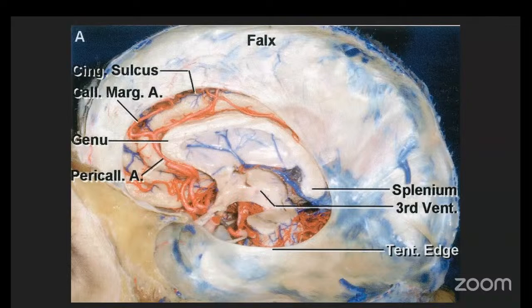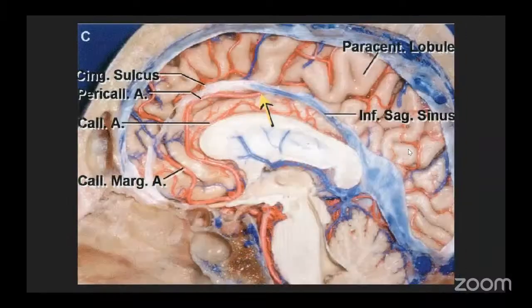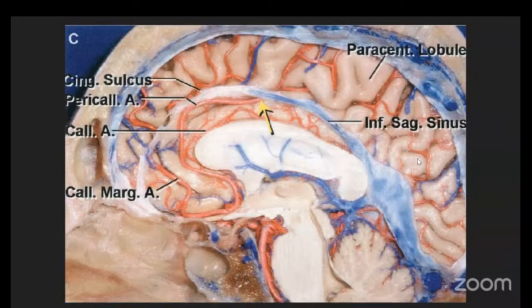Let's move to the next slide. Now, if you look at it, all the structures that we previously discussed, they are visible here. You can see the ACA and a portion of the ACOM. What artery is this? This is part of ACA, right? Pericallosal? Yes, pericallosal is somewhere here.